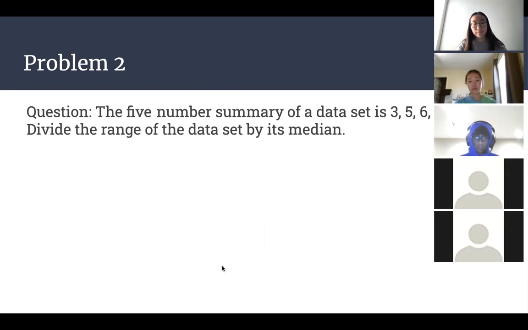Okay, so problem 2. The 5-number summary of a data set is 3, 5, 6, 12, and 18. Divide the range of the data set by its median using what you know from the 5-number summary.